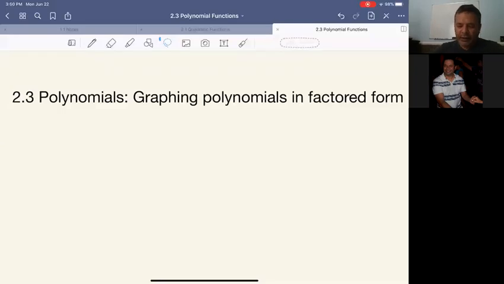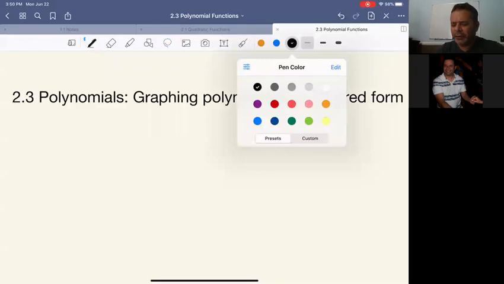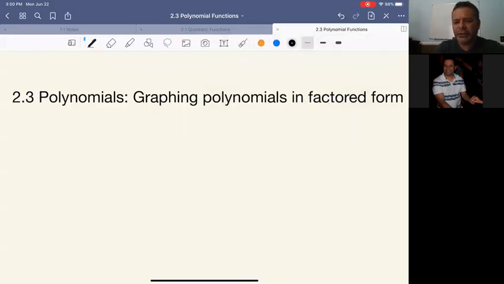Welcome back. We're going to look at graphing polynomials in factored form. We're going to work at graphing polynomials when they're in factored form. So let's start with one that we should already know how to do. We looked at it in the last section, which is just graphing a quadratic. We know how to do that, I hope. If not, then this is another chance to figure it out.